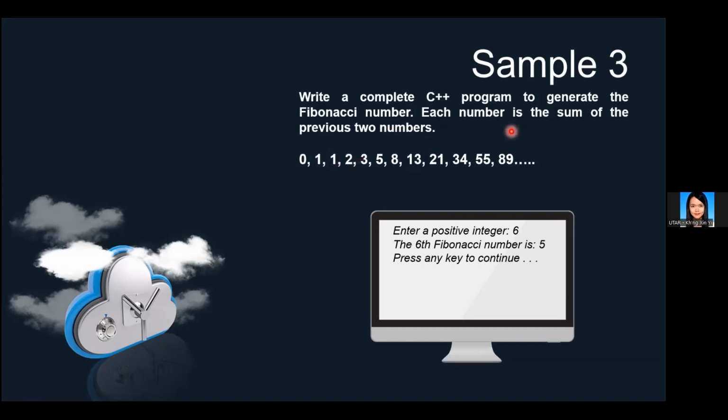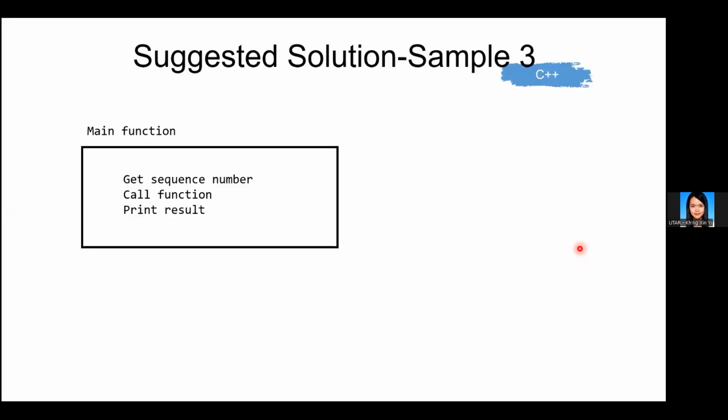Okay, and then the question asks us to get a positive integer from the user. For example, if the user keys in 6, which means that we're going to print out the 6th Fibonacci number. So we can count which number is the 6th Fibonacci number. 1, 2, 3, 4, 5, 6. So 5 is the 6th Fibonacci number, and this is the output. Okay, so this is what we want, and then we are going to discuss the idea first.